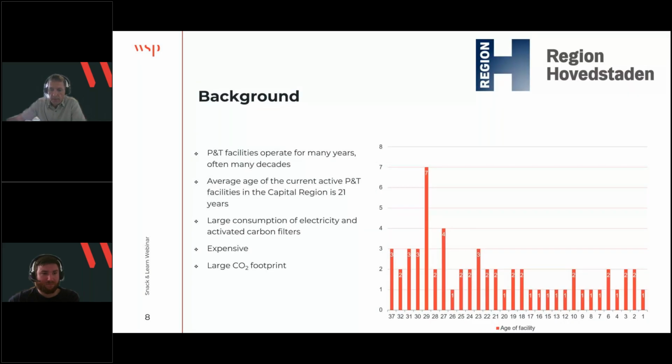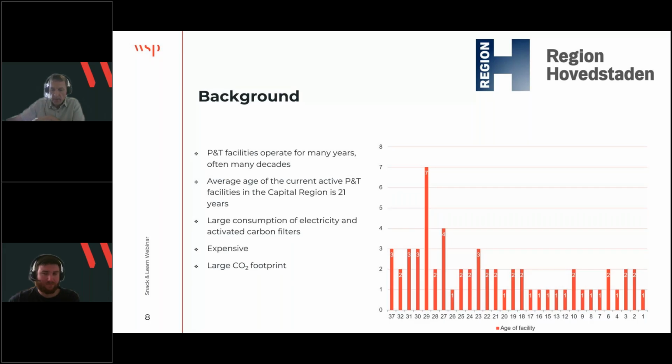This figure shows the age of the plants. For instance, if you look at the column with the number 7, it means that 7 plants were established 29 years ago. That's in 1995.